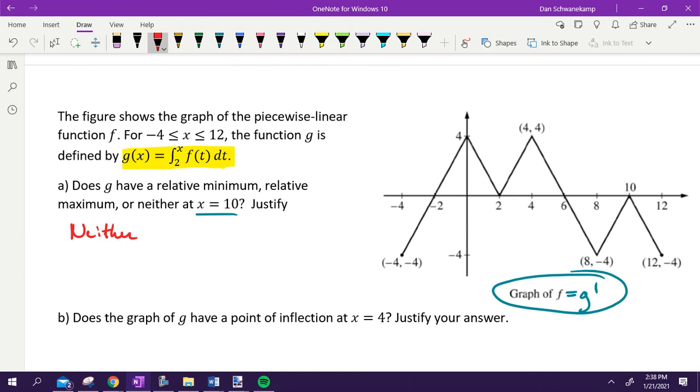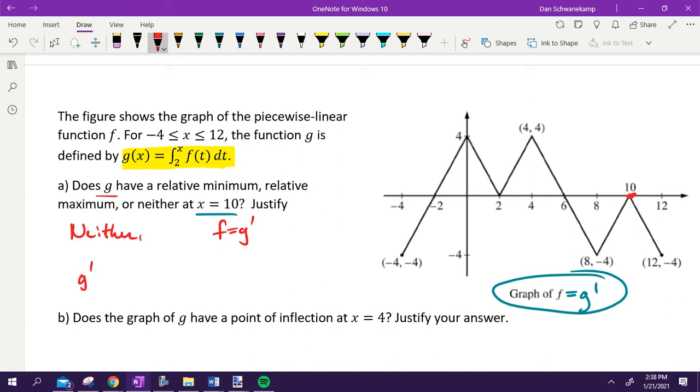I'm going to go ahead and say F equals G prime. I need to establish that connection because this is a question about G. But then we have to justify. So we're saying neither. Why? Anybody have a good reason as to why it is not a maximum right here at 10 or minimum?